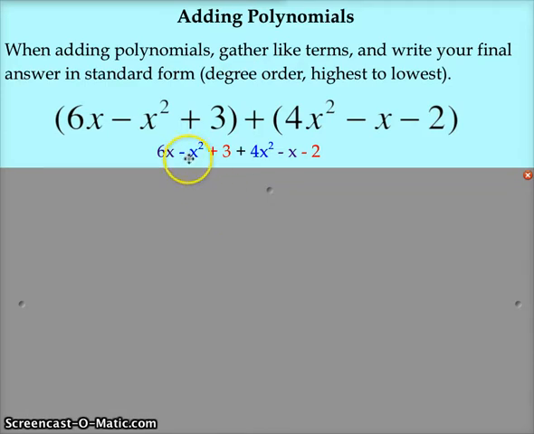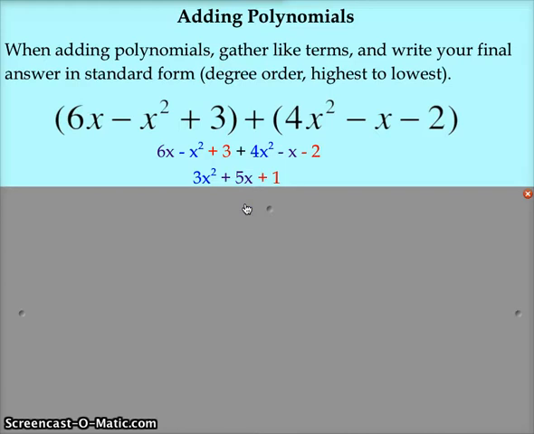So negative 1x squared plus 4x squared is 3x squared. 6x minus 1x is 5x. And 3 minus 2 is 1, making my final answer 3x squared plus 5x plus 1. The reason we can't go any further is because we no longer have any more like terms.